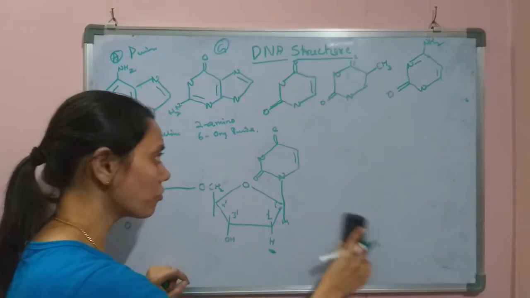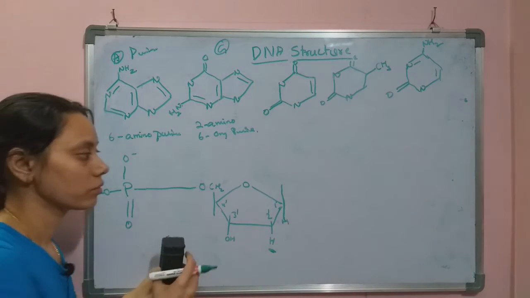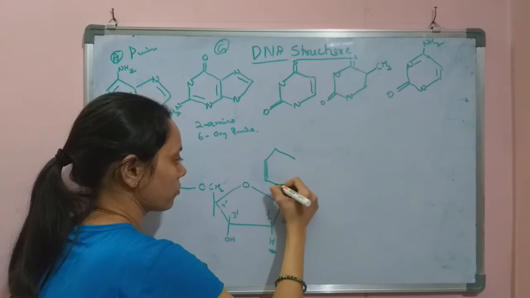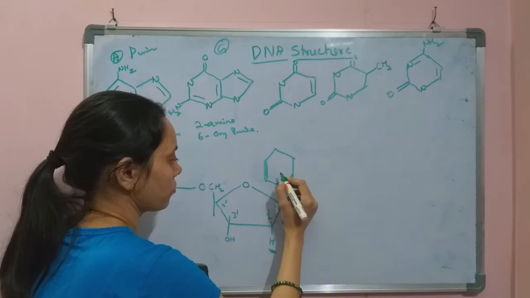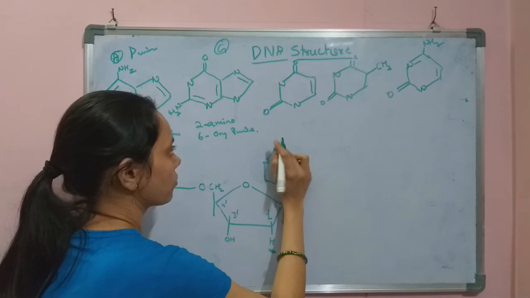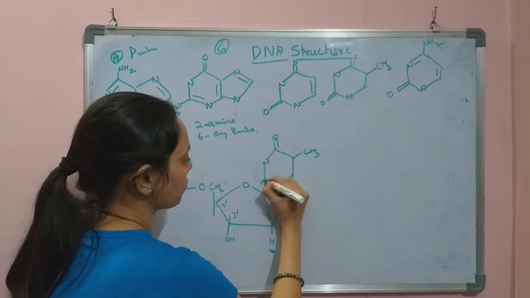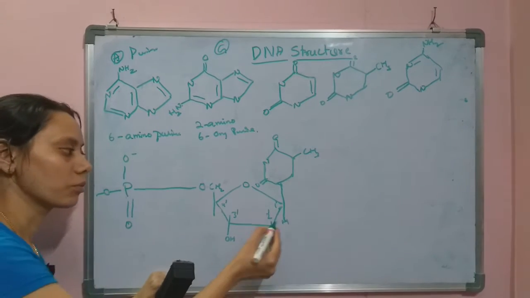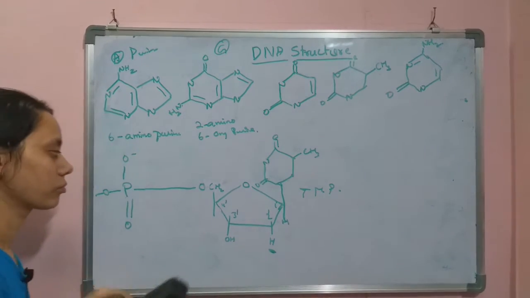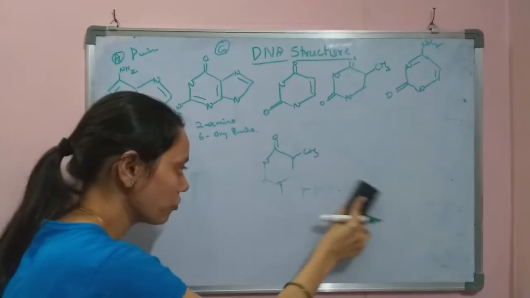After this, let us also draw the structure of thymine. That is how TMP will be formed. So this is the structure of a nucleotide.